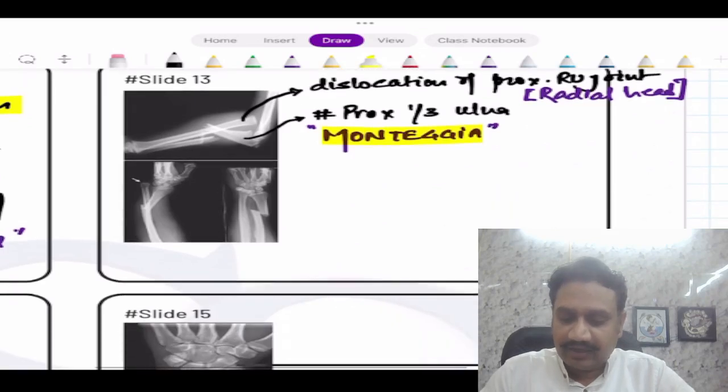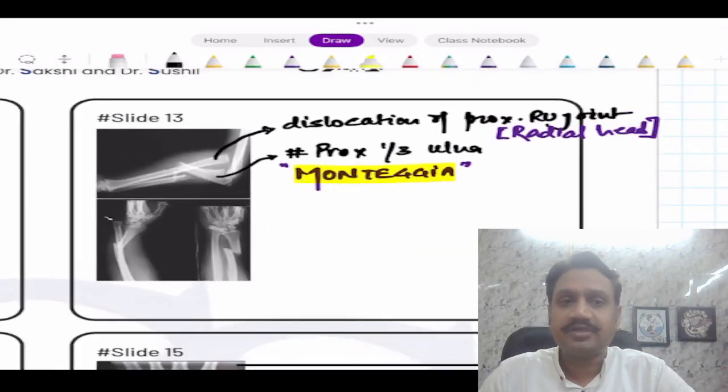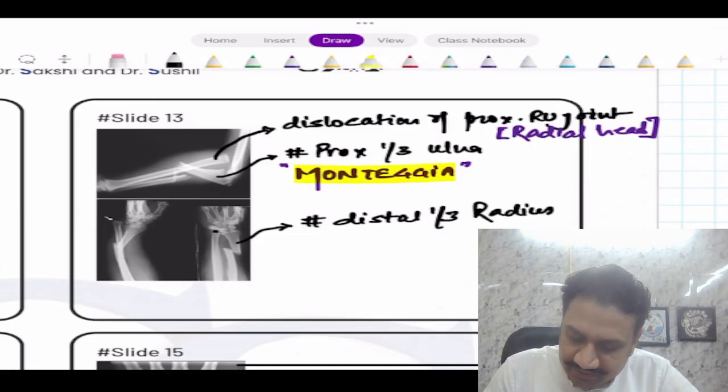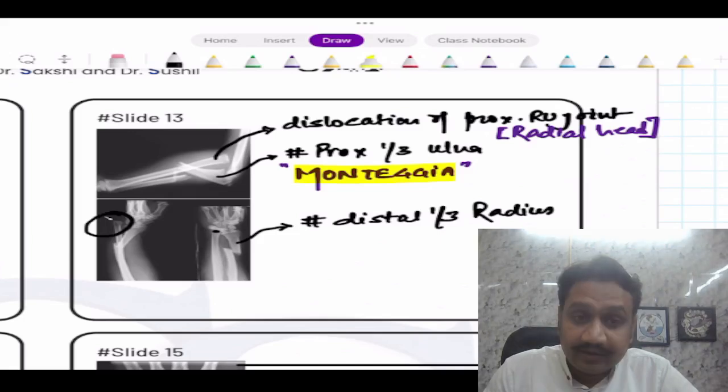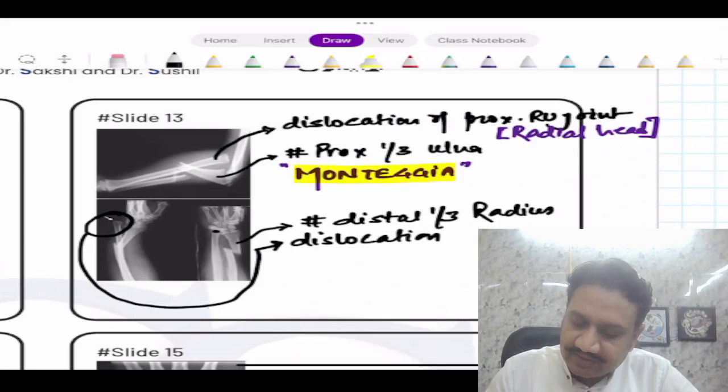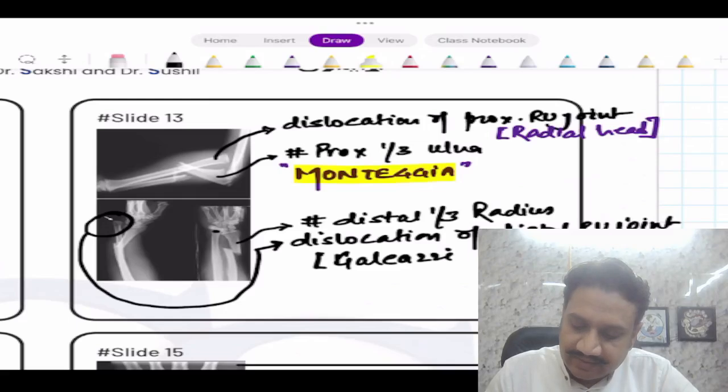Then we have another injury in the forearm, the reversal of Monteggia. See, the fracture of the distal one third of radius, and you can appreciate here the ulna getting dislocated. So dislocation of the distal radio-ulnar joint, everything reverse of the previous x-ray. And what do we call that? This is called Galeazzi, right?